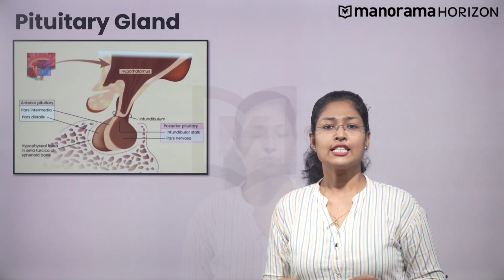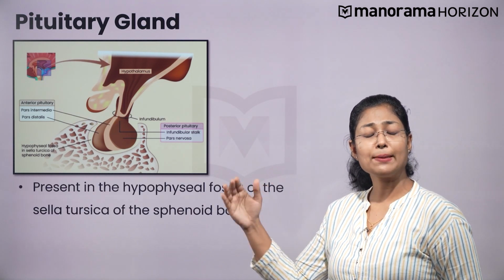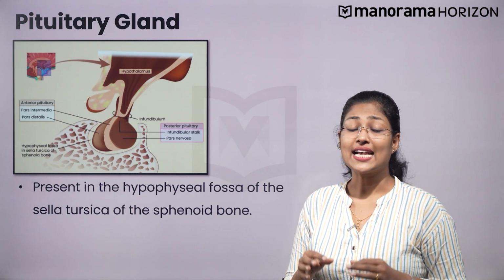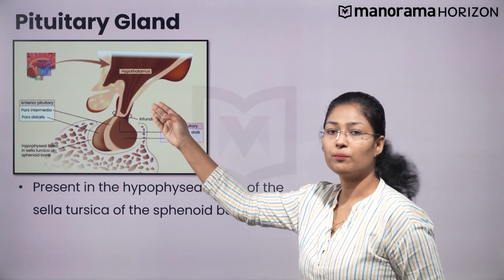You might ask a question here. Are there any hypothalamic hormones that regulate the secretion of hormones from the posterior pituitary? If yes, which are they? If not, what regulates the functioning of the posterior pituitary? So, we have to discuss the pituitary gland to find out the answers. The pituitary gland is a pea-shaped structure that is present in the hypophyseal fossa of the sella turcica of the sphenoid bone. It is attached to the hypothalamus by a stalk, the infundibulum.